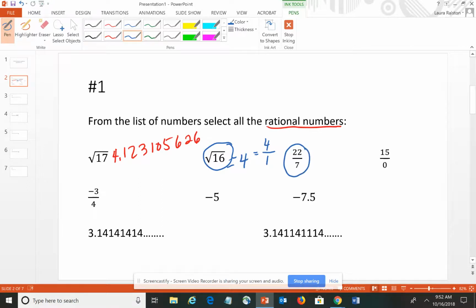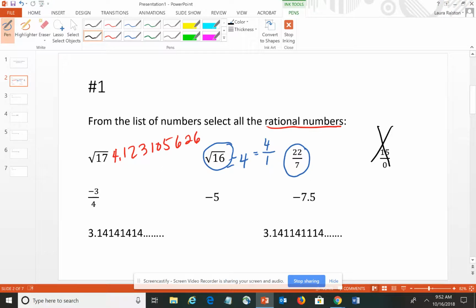15 over 0 is not even a number mathematically. It is very undefined. Remember, we never have 0 in the denominator of a fraction, so it's not really even a number. So this one is not rational at all.